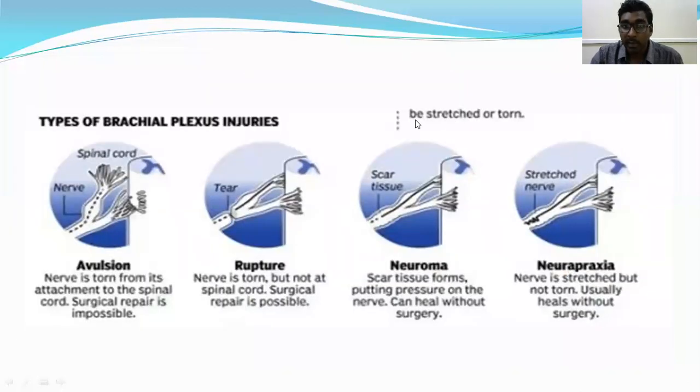So what are the types of these brachial plexus injuries? If the nerve root is completely avulsed, so nerve roots come from the spinal cord.